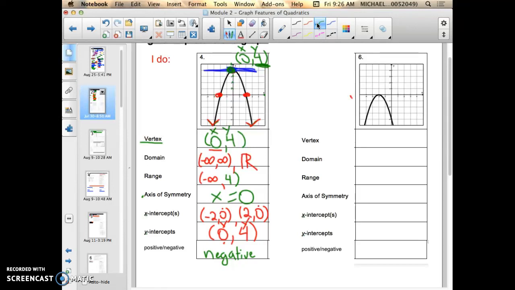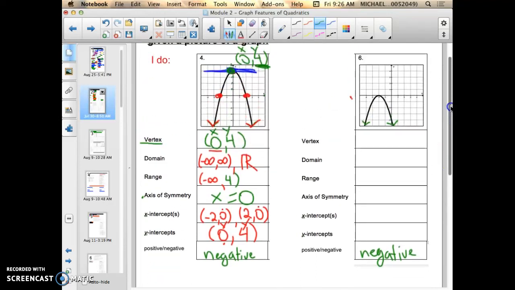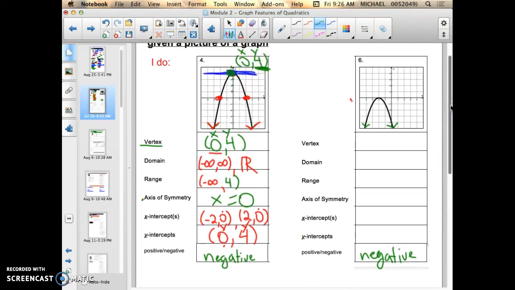To begin, positive or negative in number 6. I look down and it's shifted a little bit, but it's still opening down, making a frowny face, so that means that it's negative. And I didn't make you understand this, but let's label this vertex over here. I didn't make you make note of this. This is a maximum, meaning if it's opening down, this will also be a maximum. You also need to know that. So technically, there's 8 things to find for each parabola. Now, it's negative, it's a maximum.